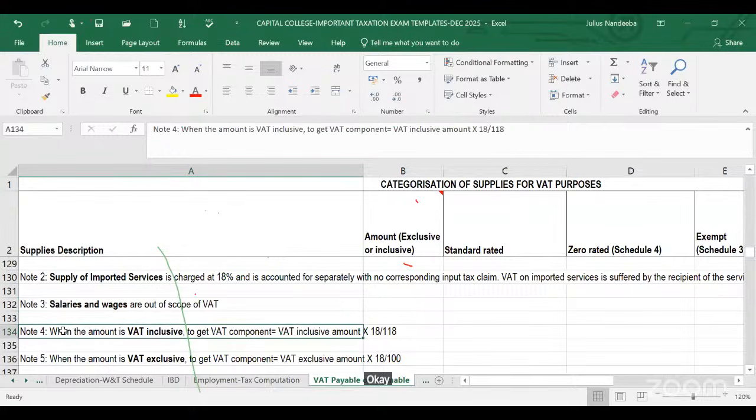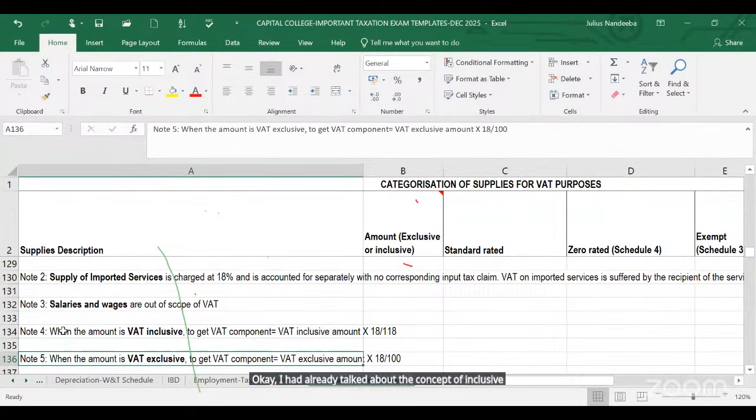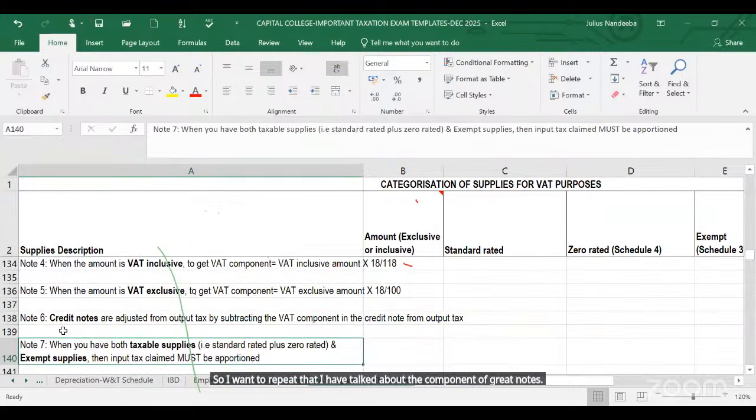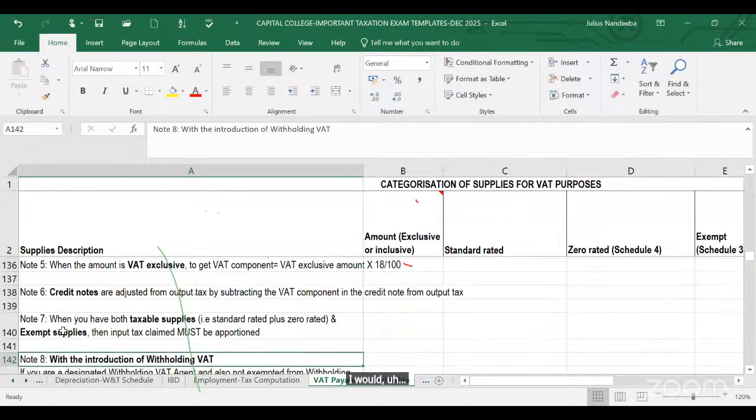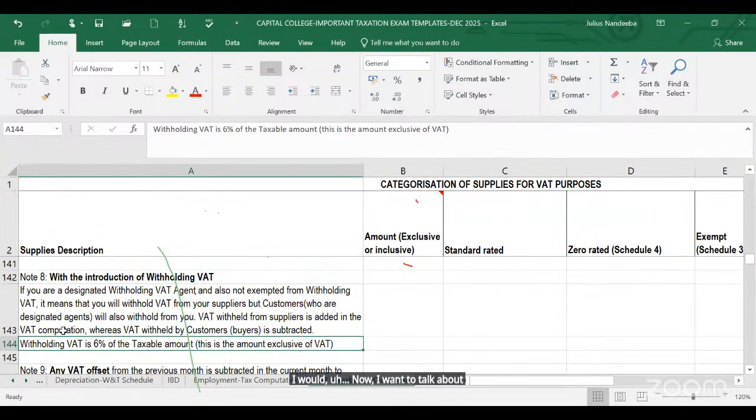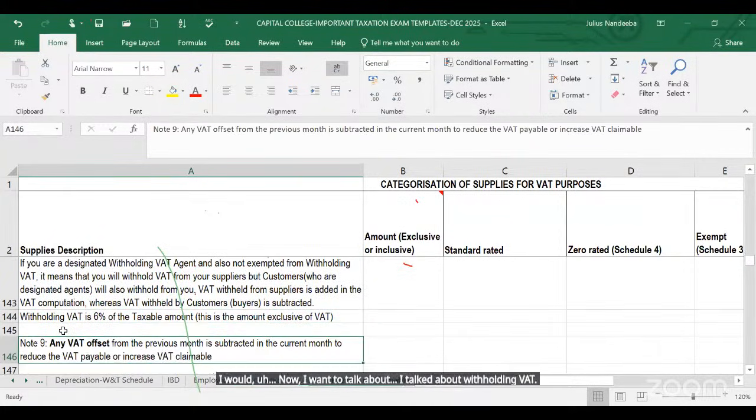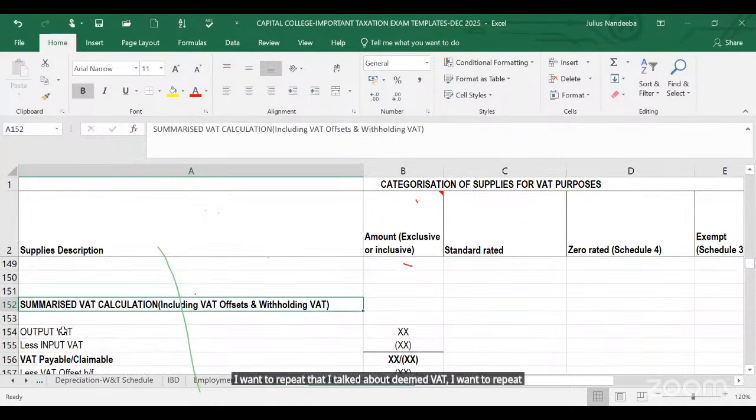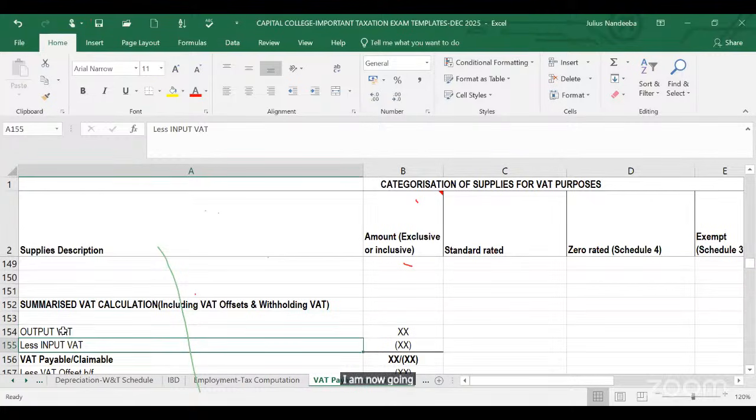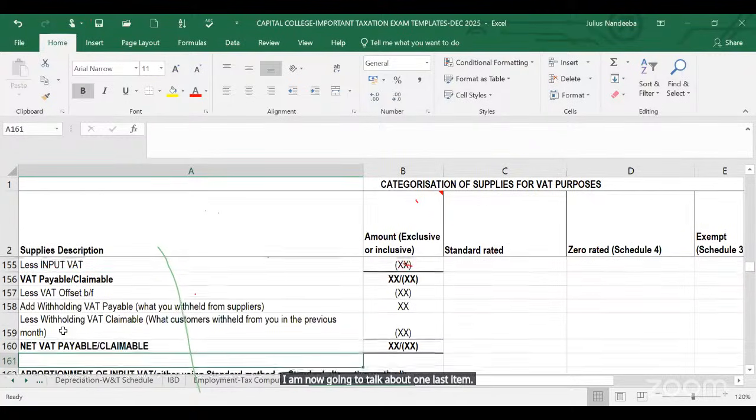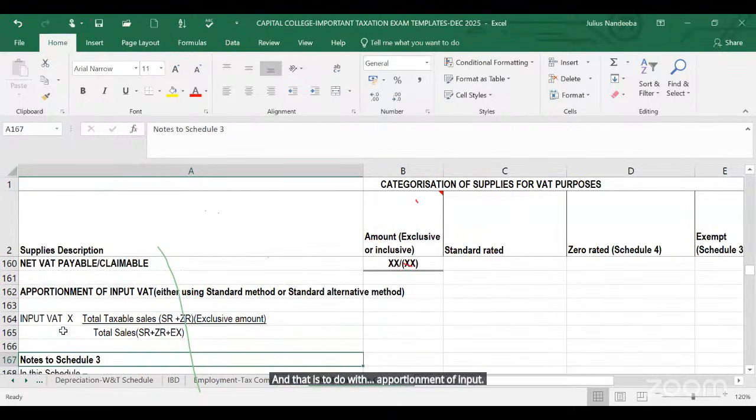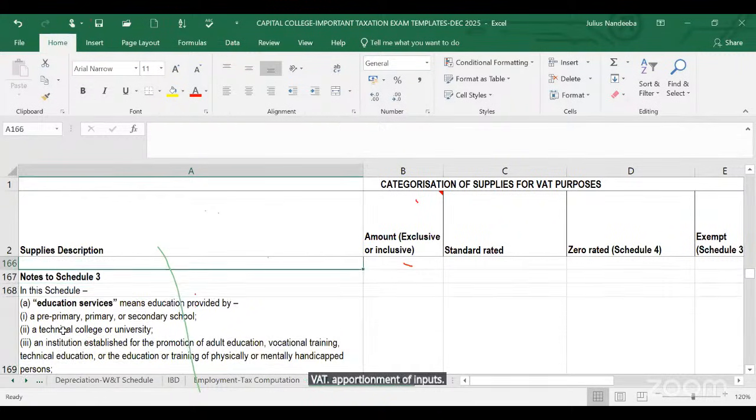Okay, I had already talked about the concept of inclusive and exclusive, so I won't repeat that. I have talked about the component of credit notes. I talked about withholding VAT. I won't repeat that. I talked about deemed VAT. I won't repeat that. I am now going to talk about one last item, and that is to do with apportionment of input VAT.